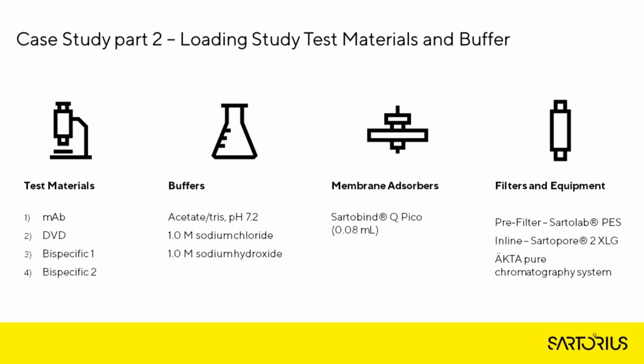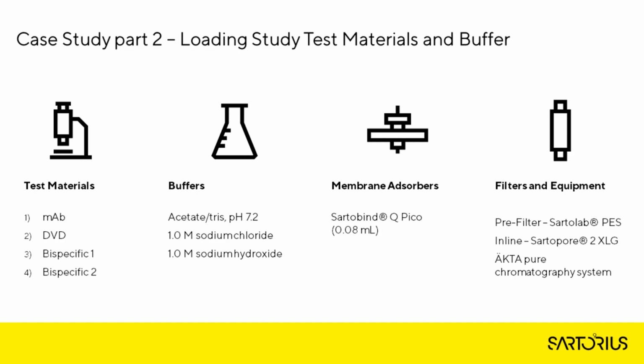Okay, case study part 2. So let's look at the case study part 2, the loading study test materials and buffers. So 4 different molecules, 4 different product types were chosen for this study to cover a diverse set of characteristics, and we'll show the characteristics in an upcoming slide. The test materials we have are called MAB, DVD, bispecific 1, and bispecific 2.